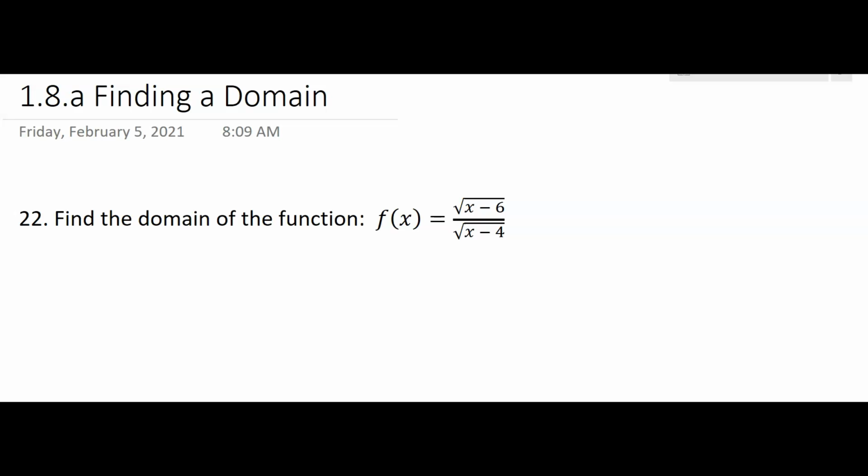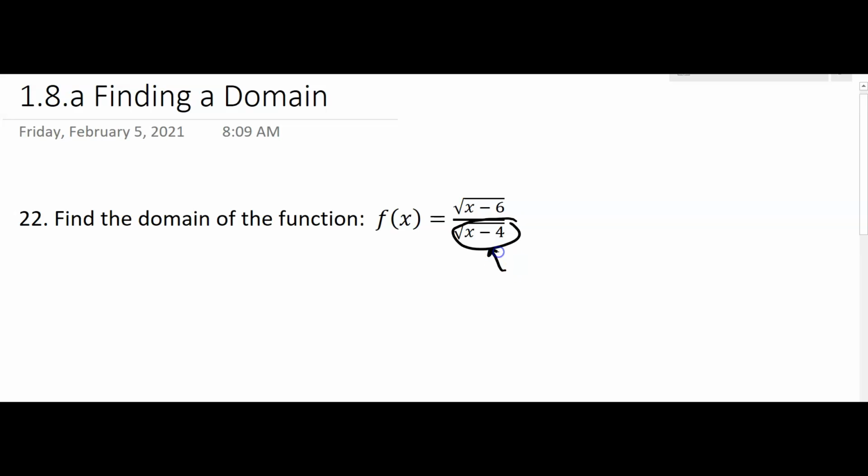Okay, so this one is number 22. You can find these in the book, and I put the number so you could find it if you wanted to. Find the domain of the function. Okay, so there's 2 square roots within this function and it's division, right? So you've got a numerator and a denominator. First of all, the denominator can't be 0, right? Okay, so keep that in mind.